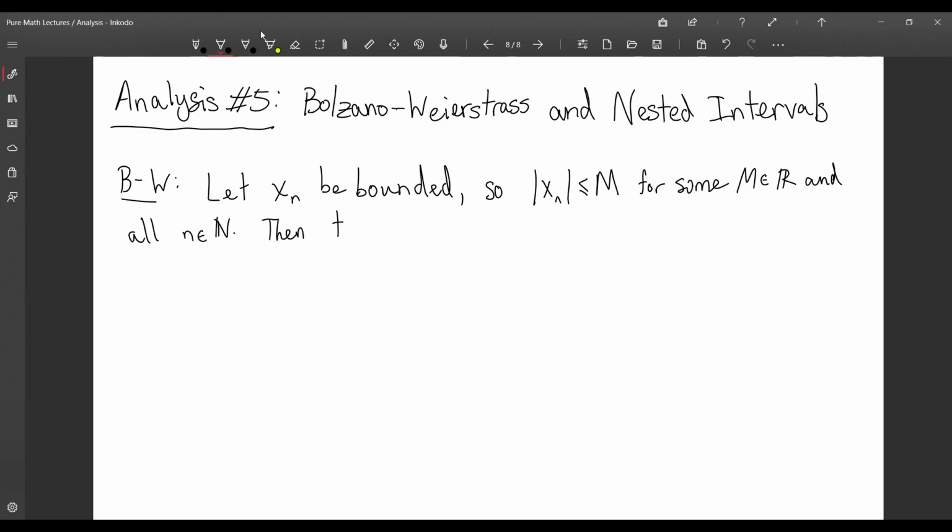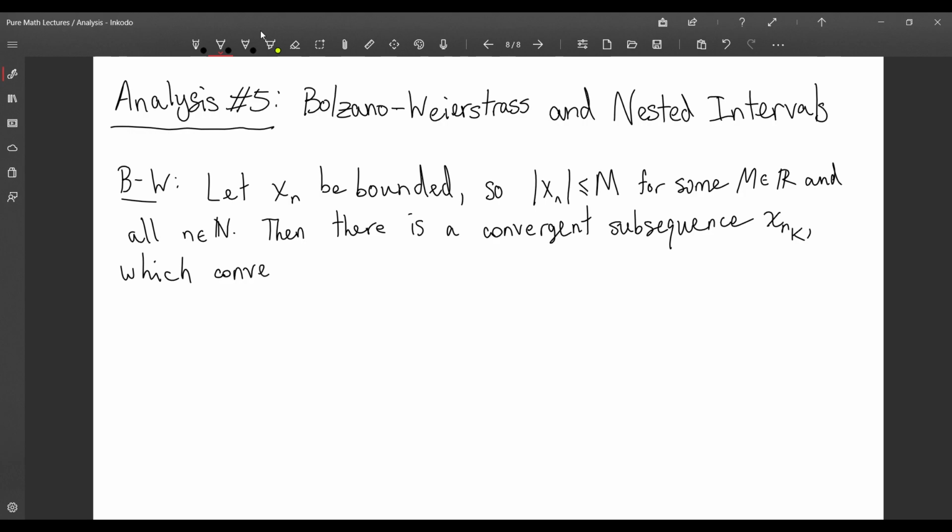Then there is a convergent subsequence x sub n sub k, which converges to some limit L, which is contained in the interval from -m to m.